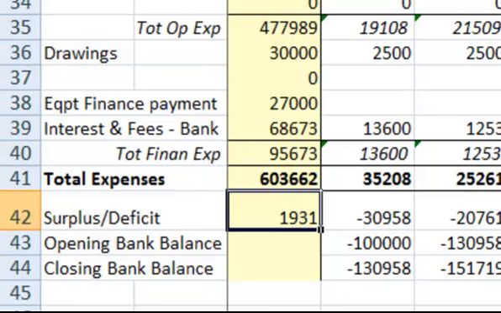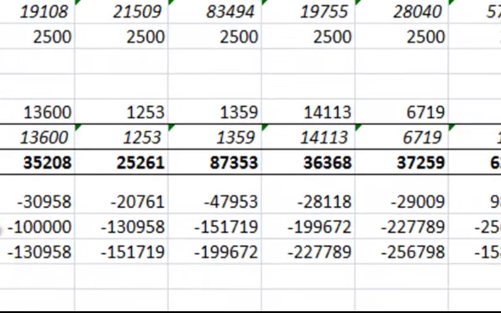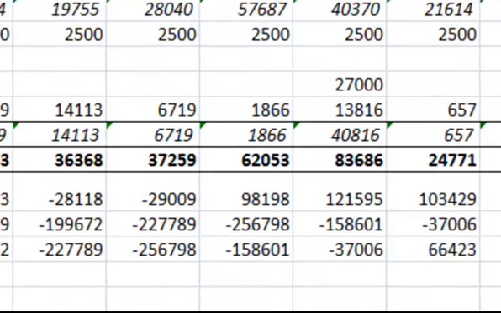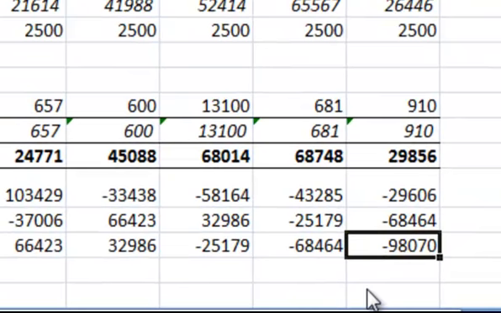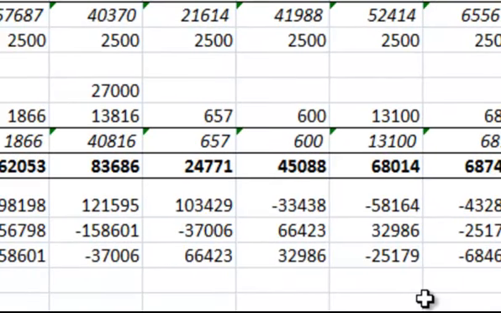Importantly, we look at the bottom line. Here we can see the ups and downs of the overdraft or working account. It starts here at $100,000 in the red, or minus $100,000, and finishes $98,070 in the red, minus $98,070. But it's actually what happens during the year that's of most interest.